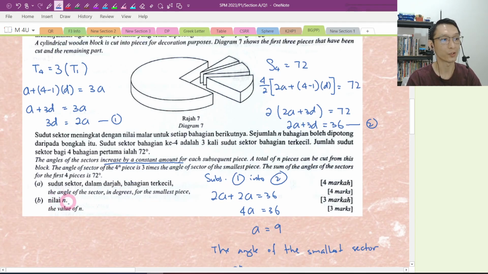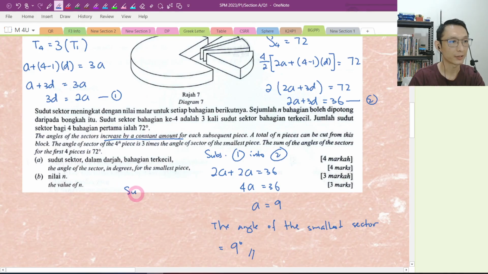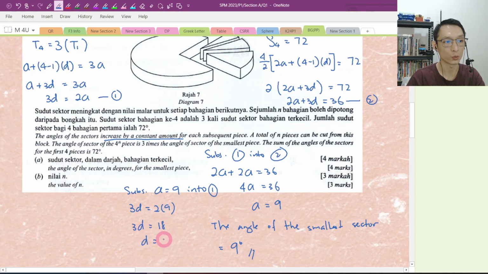Okay, so I will find the common difference as well. I think I need to use this for part B. Substitute A equal to 9 into the first equation. Now, 3D is equal to 2 times A. So 3D is equal to 18. D is equal to 18 divided by 3, which will give you 6. Now, let's go to part B. We want to find the value of n.